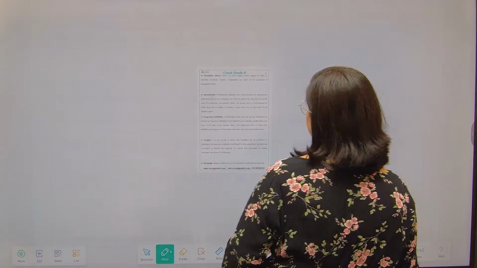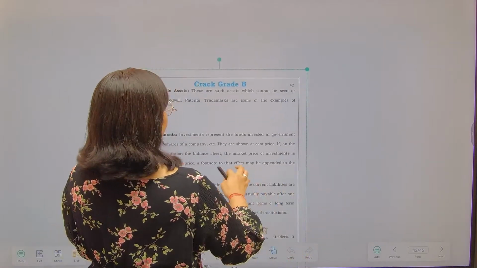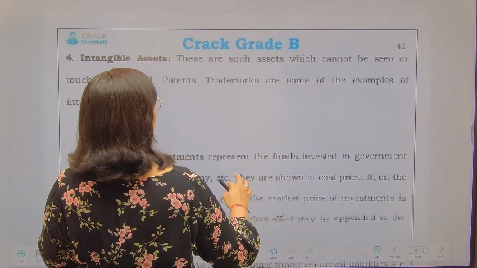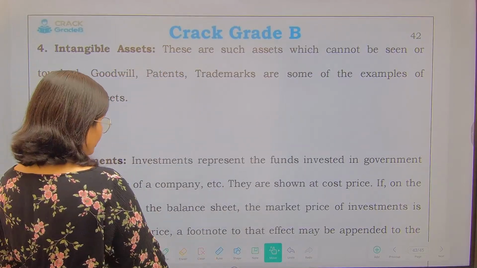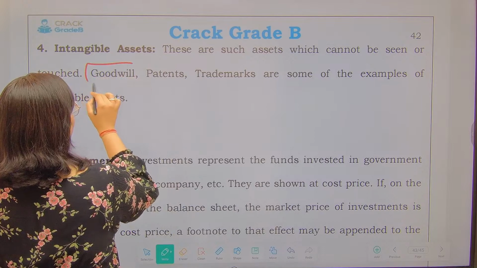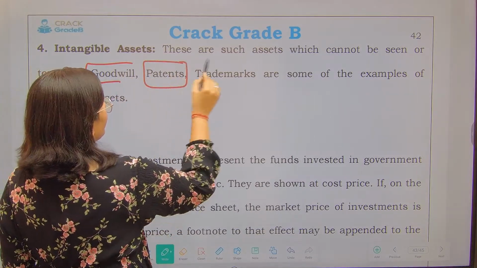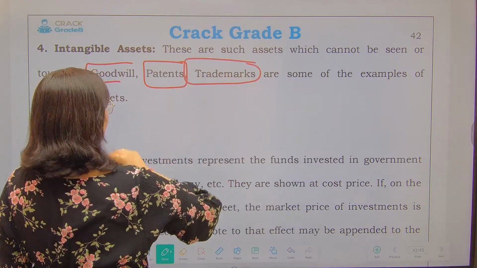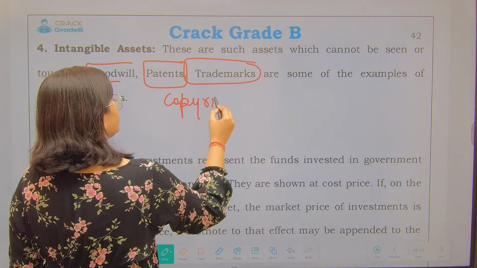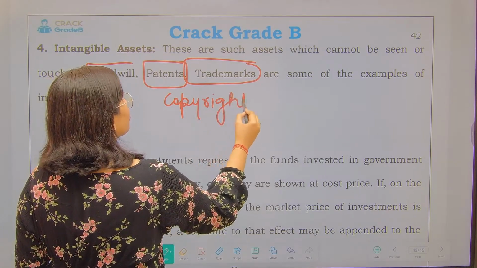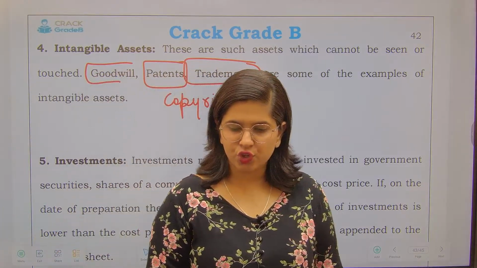Next is intangible assets. See, these are the assets which cannot be seen or touched, but obviously they have a presence, like goodwill, patents, trademarks. These are some of the examples of intangible assets. Your copyrights, correct? So all these are in case of rights. These are the legal rights which you have.